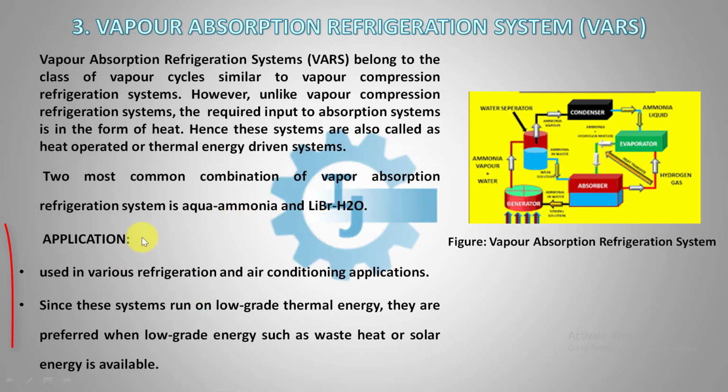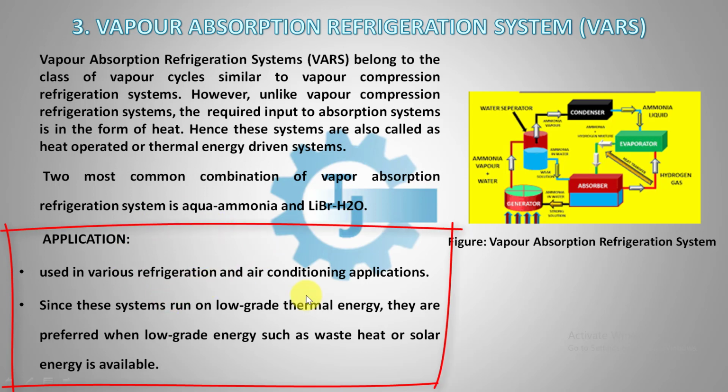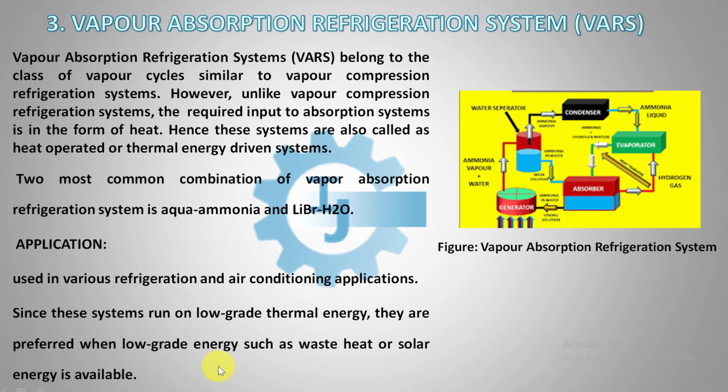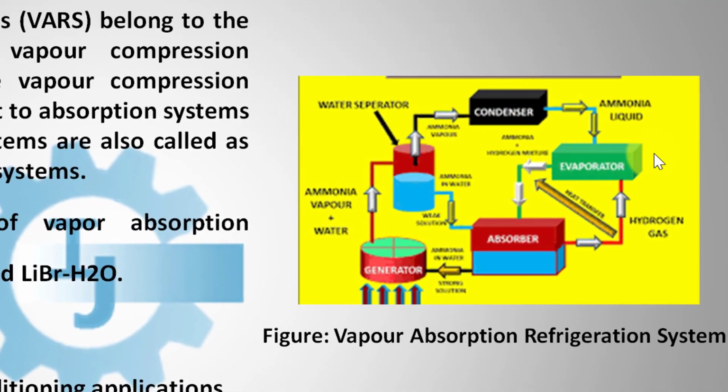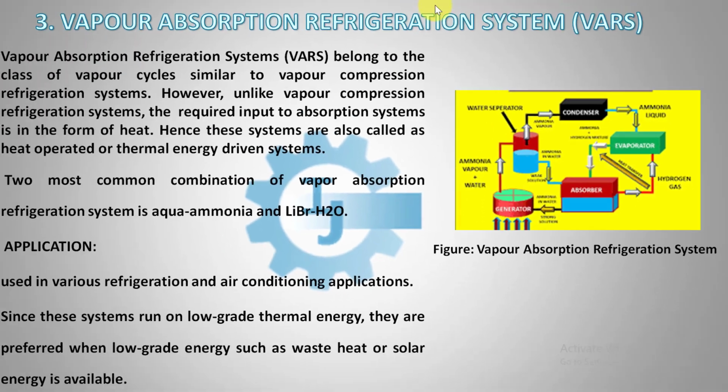What is the application of the vapor absorption system? It is used in refrigeration and air conditioning. It is used where low-grade energy such as waste heat or solar energy is available. So here is the diagram of the vapor absorption refrigeration system. The components are evaporator, condenser, water separator and generator. We will discuss the vapor absorption refrigeration system.